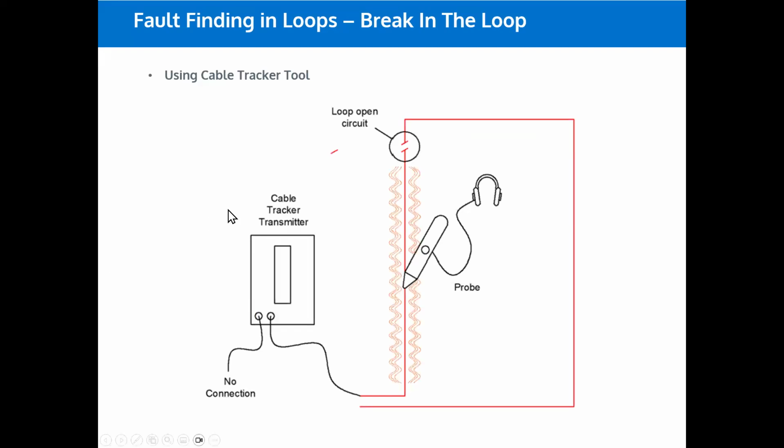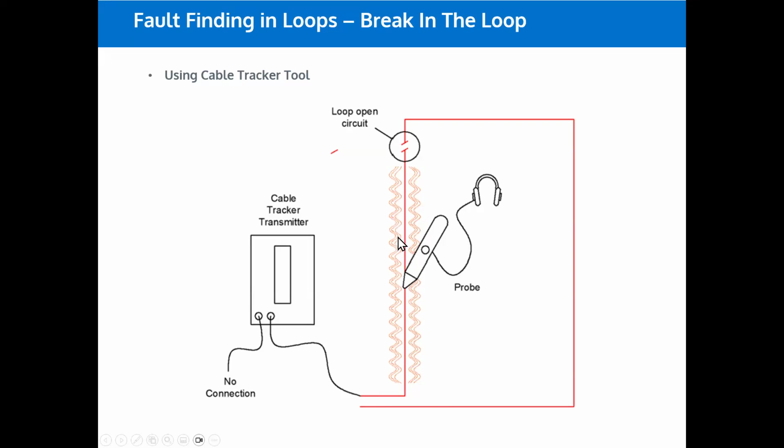Using the cable tracker or sniffer tool, here we have the transmitter. The transmitter has two leads. You leave one with no connection, and the other one you fit to one of the tails of your loop. It doesn't matter which tail it is. Then you use your probe. Most probes now have the option of plugging in a set of headphones, which allows you to hear better, and you're just listening for the tone.